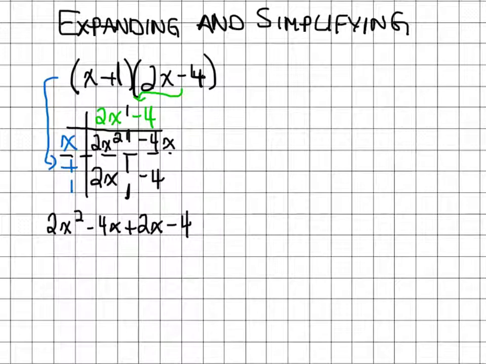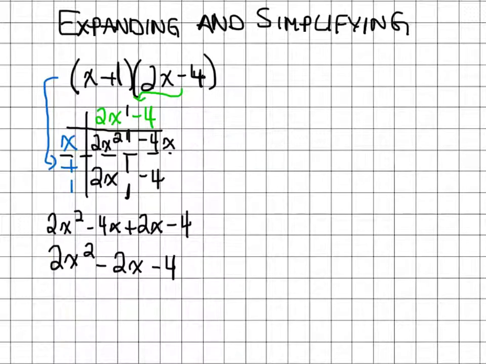And now I'm going to group my like terms. So this is the expanding part. I've expanded this out, and so it now looks like this. Now I'm going to simplify it, which is grouping like terms. So I have 2x squared, and I have minus 4x, and I'm going to add 2x to that. So I have minus 2x minus 4. So I now have expanded this particular expression and simplified it to this expression.